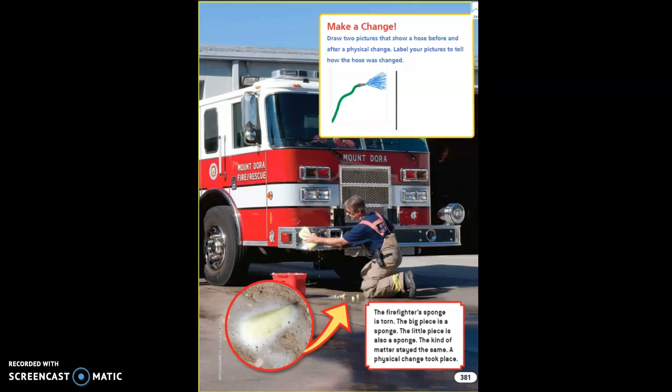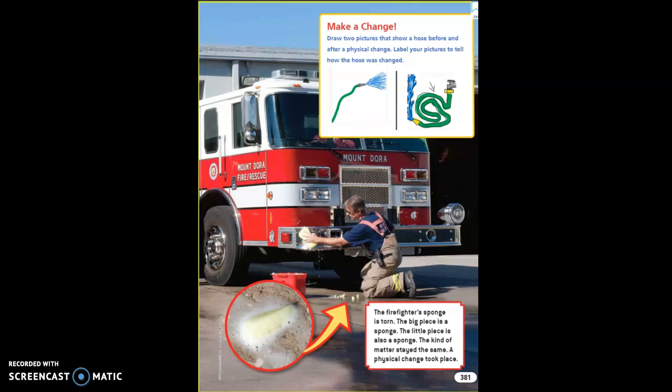First, the hose is a normal hose, it is working. Okay? Now you have to fold the hose. Look at the different pictures. So the firefighter sponge is torn.